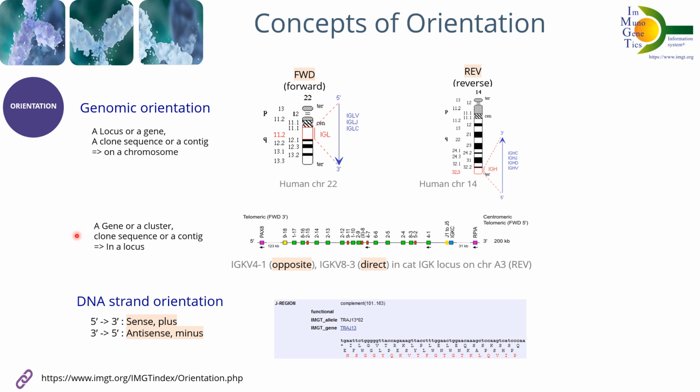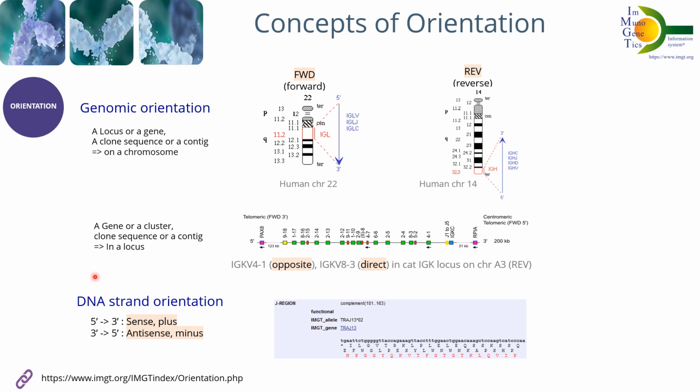Regarding the orientation of a gene in a locus, regardless of the chromosome orientation, two terms were created. The orientation is said to be direct if the entity is in the orientation of the locus, or opposite otherwise. The example here, IGK-V41, is in the opposite orientation in the IGK locus.